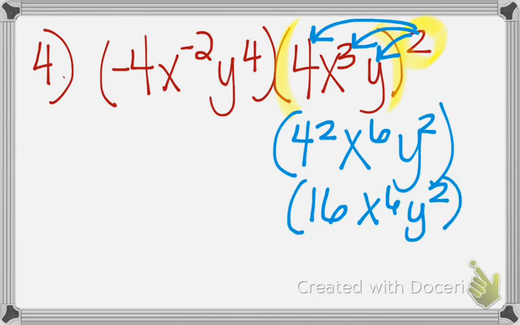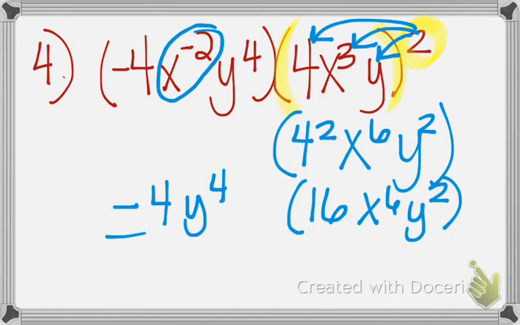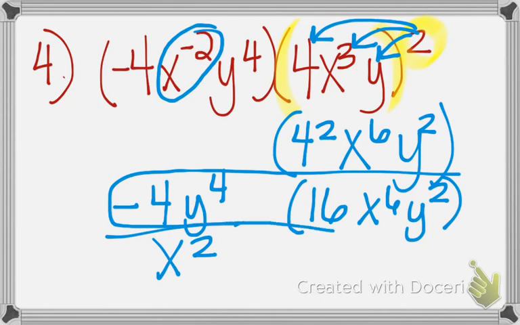Now I'm going to look at my other monomial, which has nothing inside that can be simplified except for this. I notice that I have an x in the numerator that has a negative exponent. So my next monomial is going to be negative 4 y to the 4th, and then that x is going to move to the bottom. So now I'm going to multiply everything that I've got in the numerator. So that's all of this here. So I've got negative 4 times 16, which is negative 64.